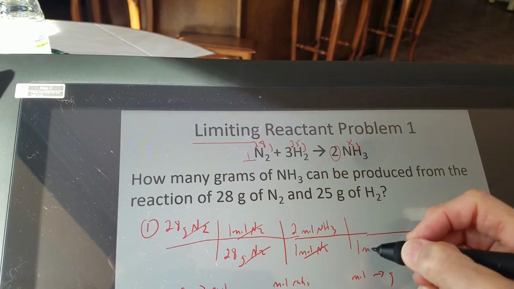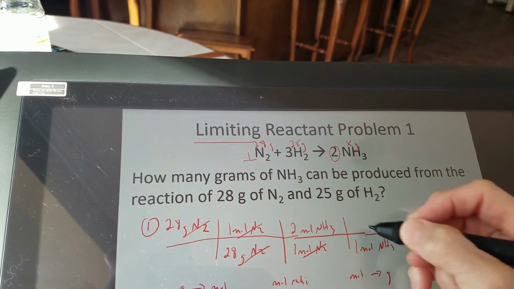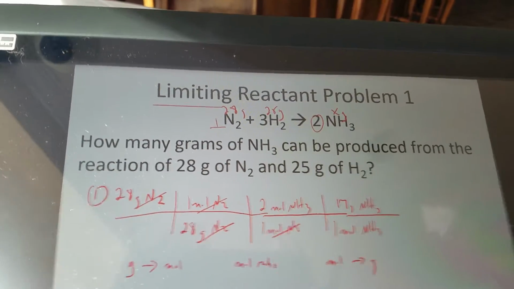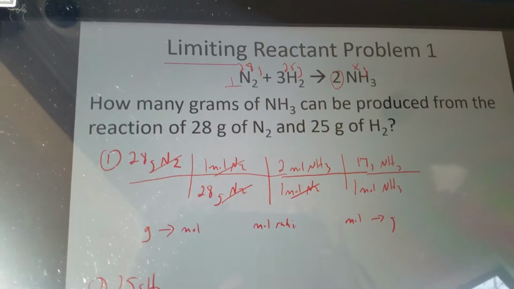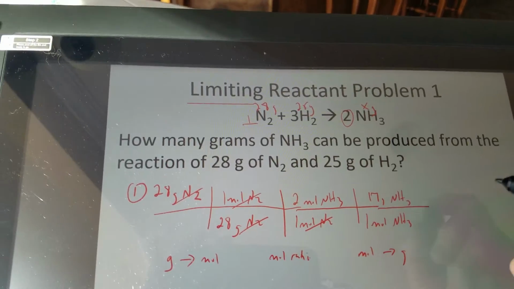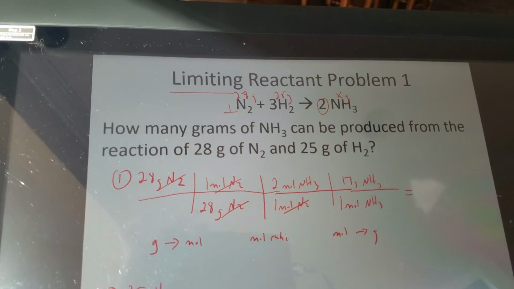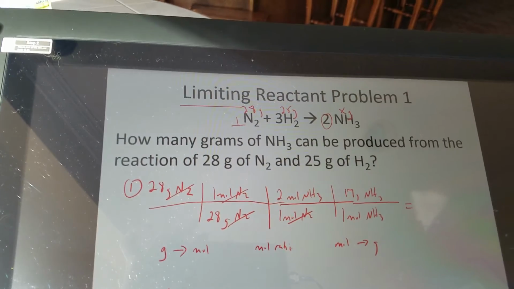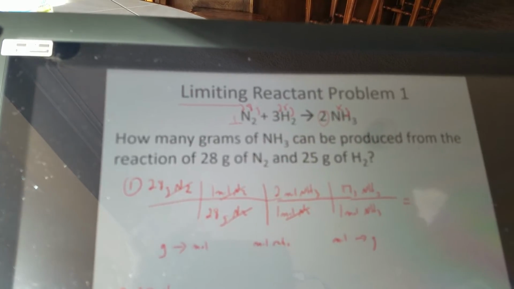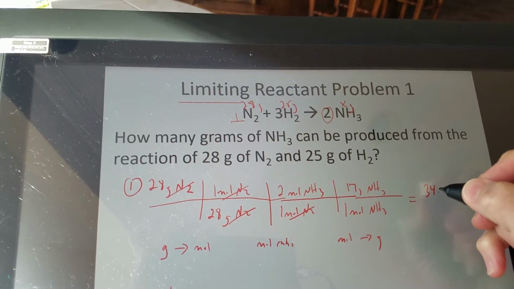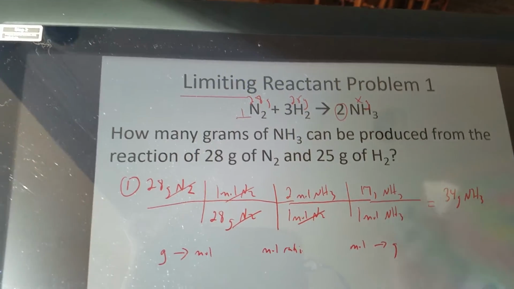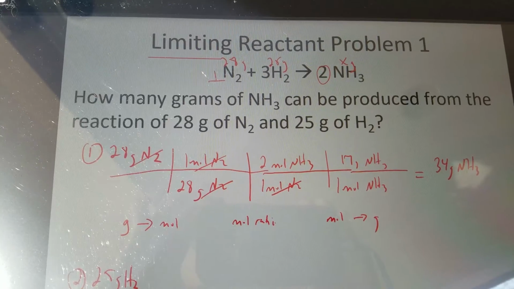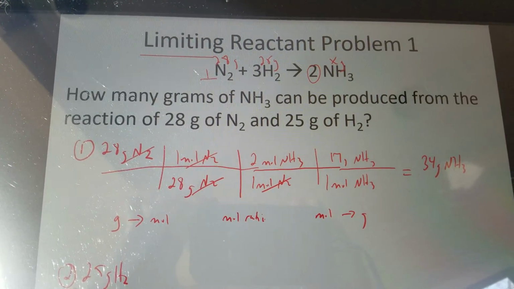So we know 1 mole of ammonia is equal to 17 grams of ammonia because nitrogen is 14. Hydrogen is 1 times 3. So 3 and 14 is 17. And then the rest is just doing the math. So it's, of course, 28 divided by 28 is going to be 1. And then 2 times 17 is going to be 34. What this is telling me is if all 28 grams of nitrogen is used up, 34 grams of ammonia could be produced.